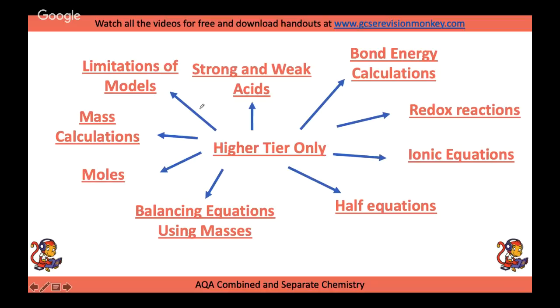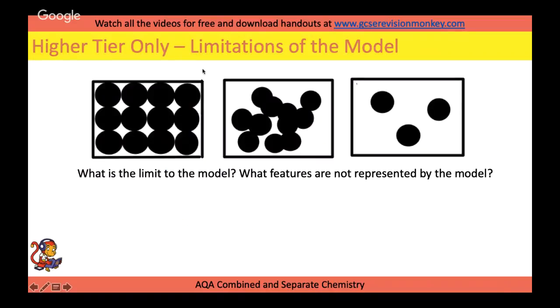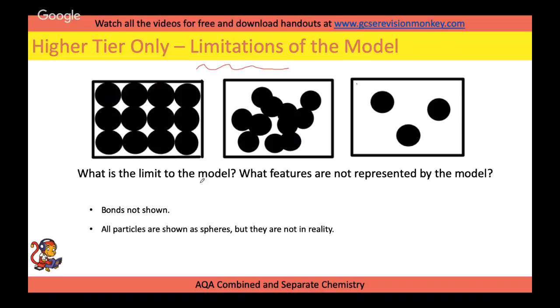First one, a nice easy one to let us in. They might talk about limitations of a model. If they do, that just means what does the model not show you? Okay, so why are the models not good? So for example, for this one, you've got solids, liquids and gases. You might write things like they don't show the bonds properly between the particles, and they're showing all the particles as circles or spheres, but this is not really true in reality.